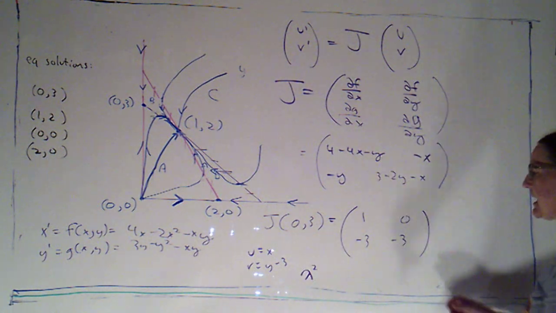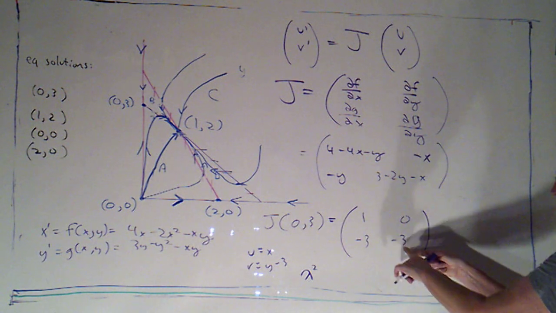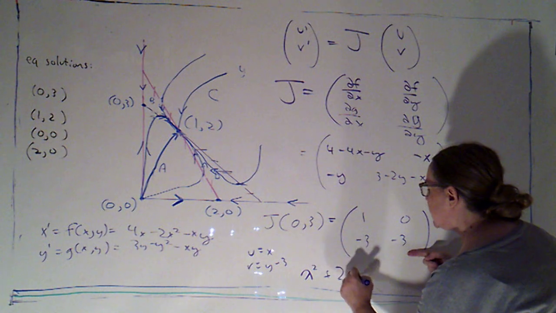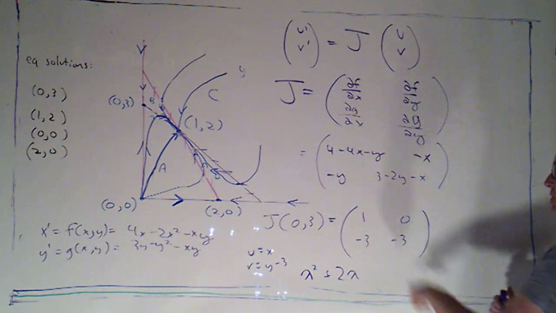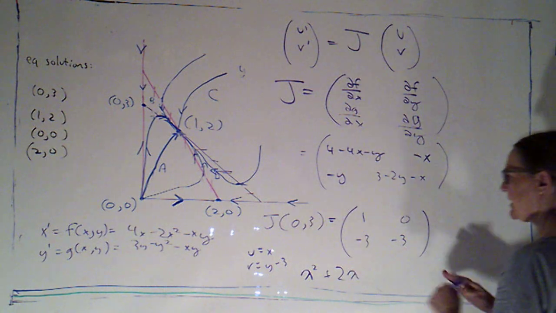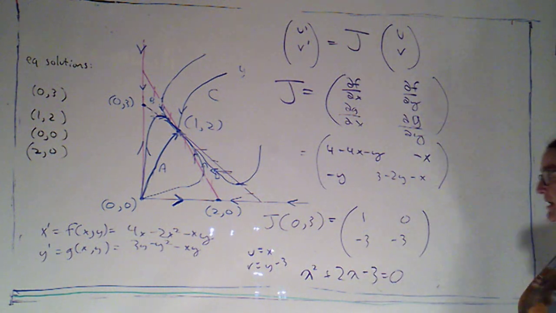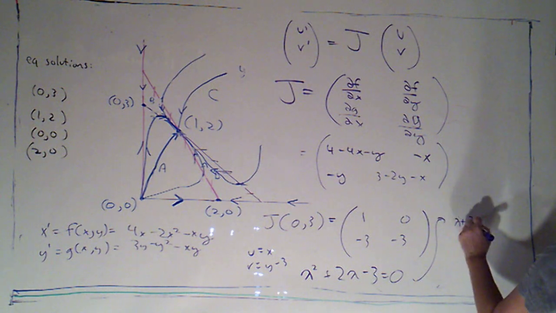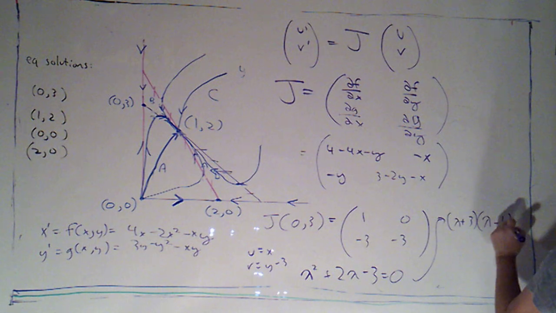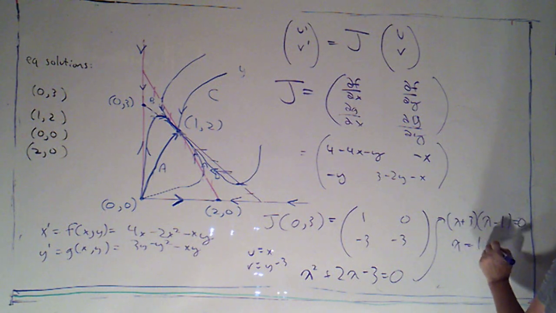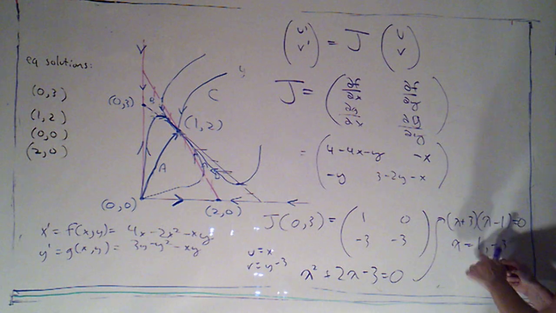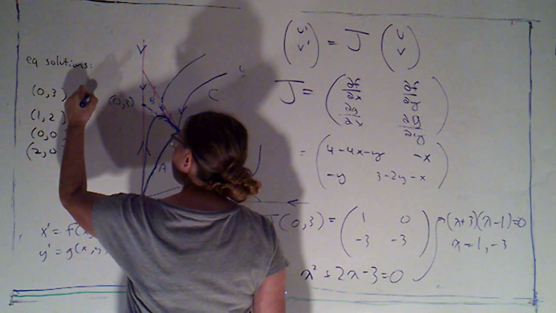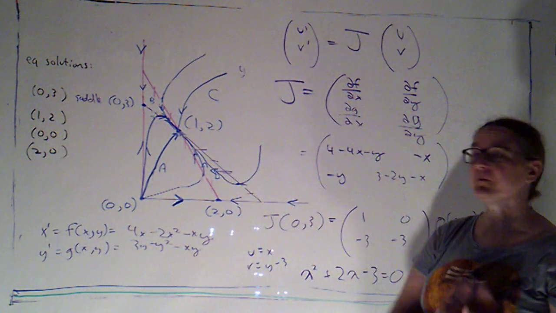times lambda. Now the trace is negative 3 plus 1, so it's negative 2. So minus that is going to be plus 2 lambda, plus the determinant, which would be negative 3 minus 0, is equal to 0. Now, that factors rather nicely. That's going to be (lambda plus 3) times (lambda minus 1) equals 0. So lambda is going to be 1 or negative 3. With one positive and one negative eigenvalue, I've got a saddle. And that's true in both the linearized system and the original system.